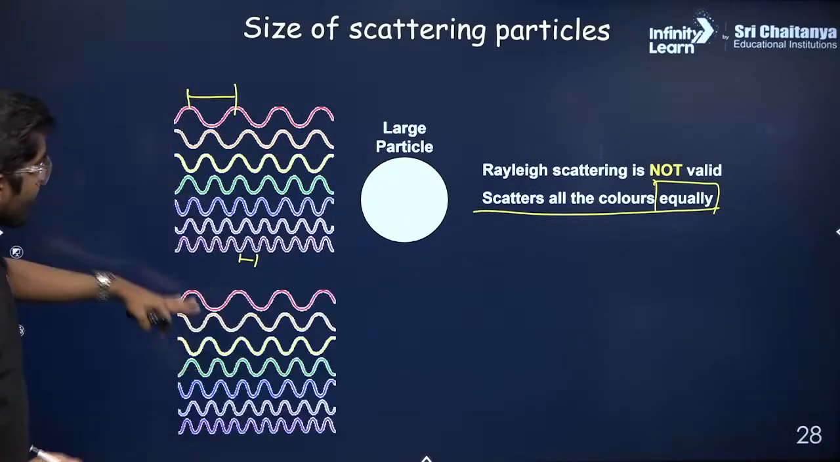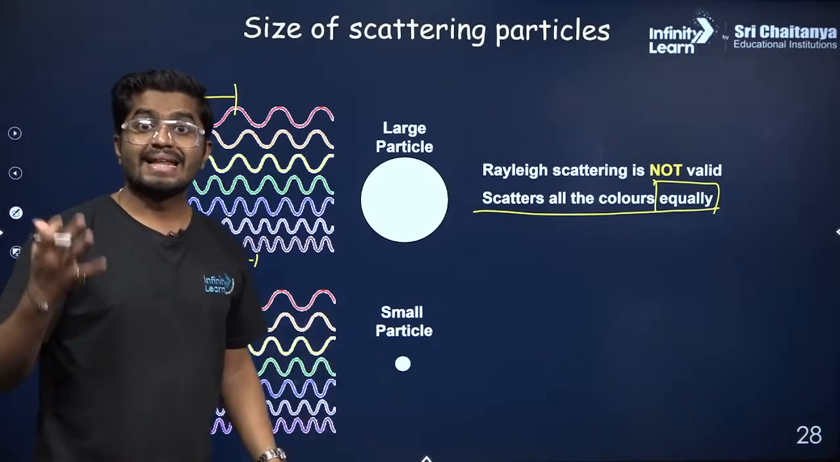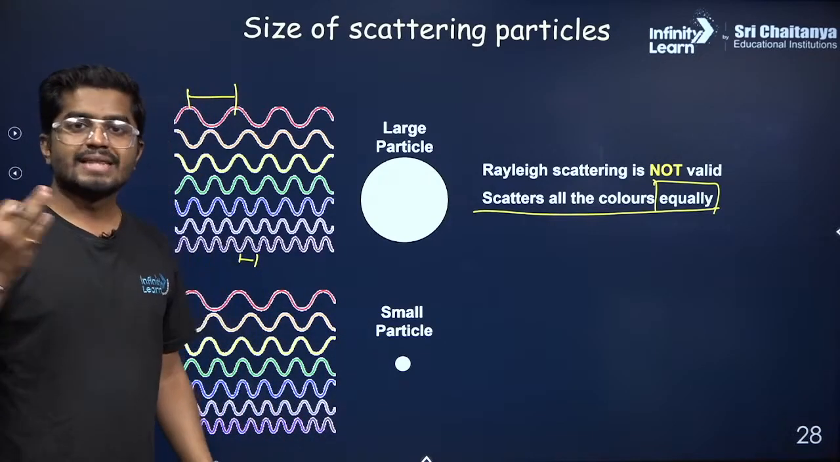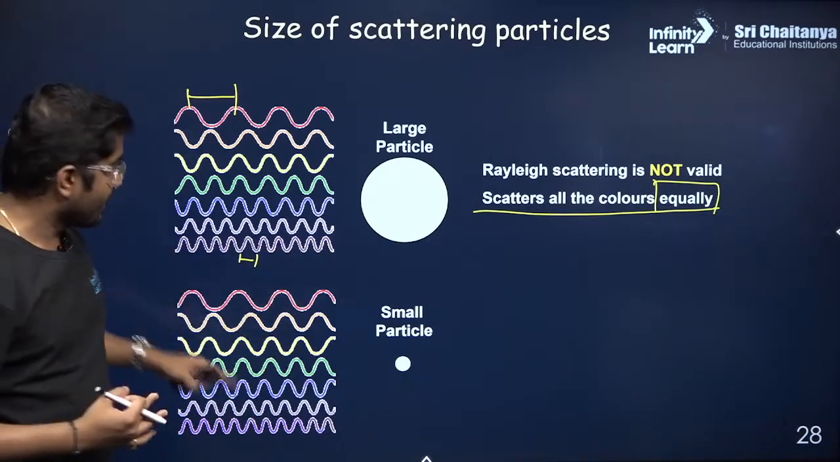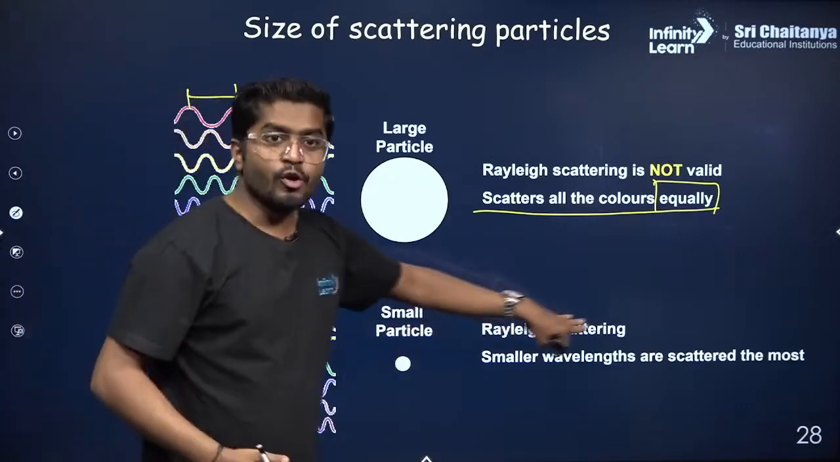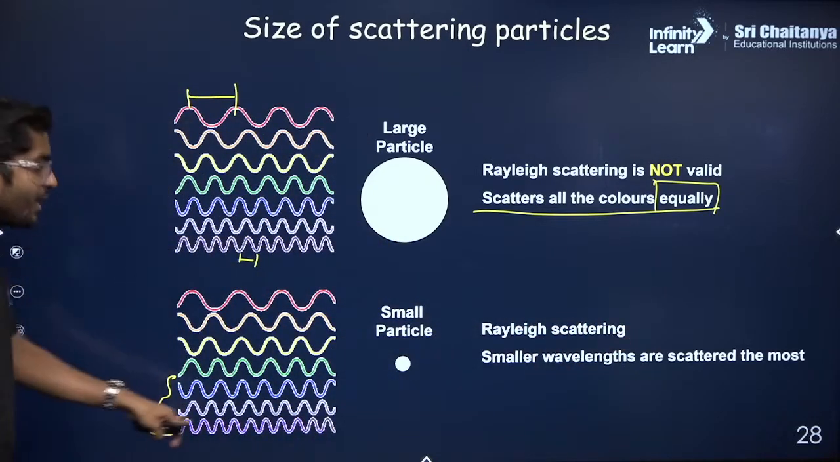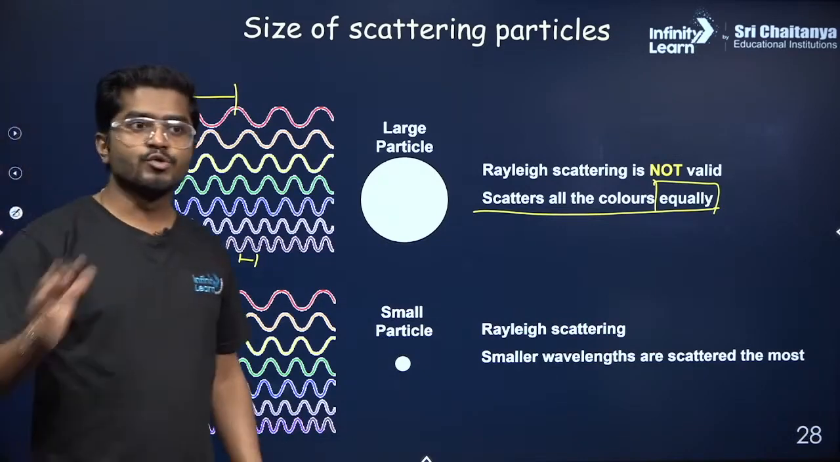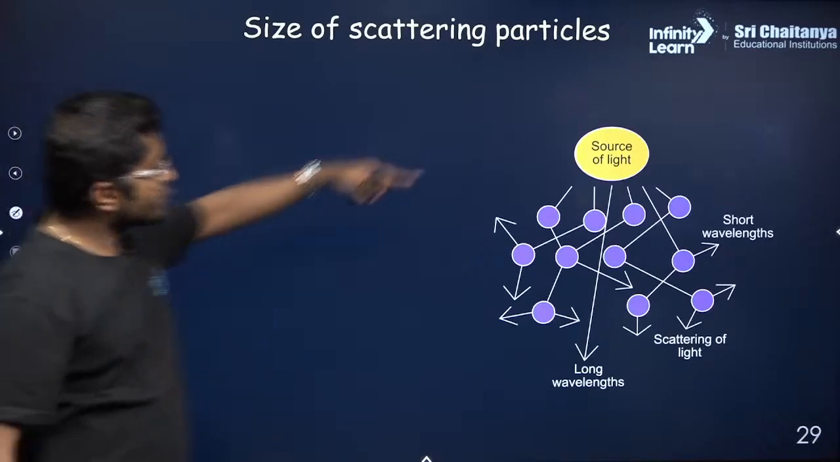But let's say the particle is small. What are small particles? Like atoms or molecules. Nitrogen, oxygen. These are the molecules present in the air. If the light falls onto a small particle, then it will follow Rayleigh scattering. So these colors, blue, indigo, violet, will be scattered the most. Okay.